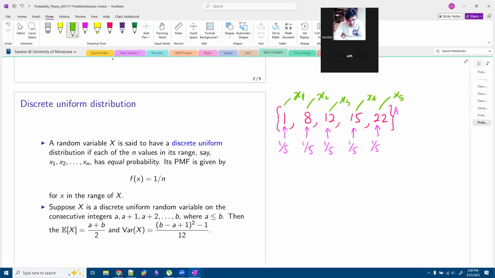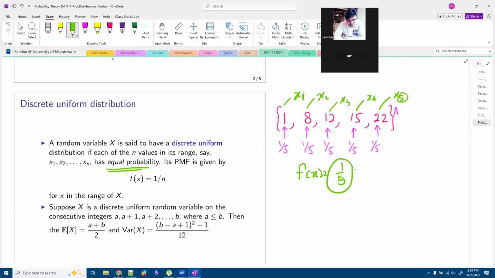I have 5 elements and I have 5 values here. For each of them, you have an equal probability. So what is that equal probability? That is determined by the number of values I have: 1, 2, 3, 4, 5. 5 values right here, and the probability f(x) is equal to 1 over 5. So now this is a discrete uniform distribution.